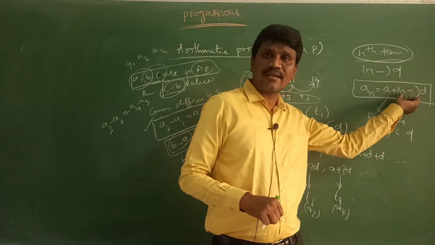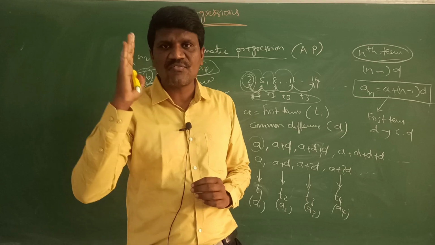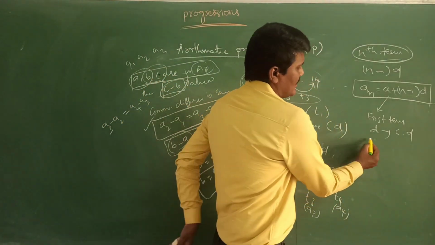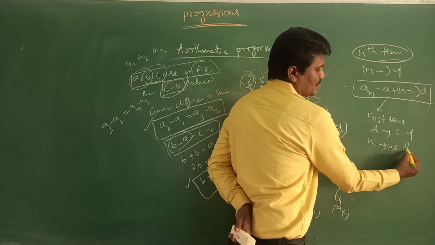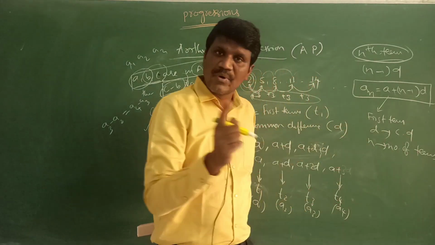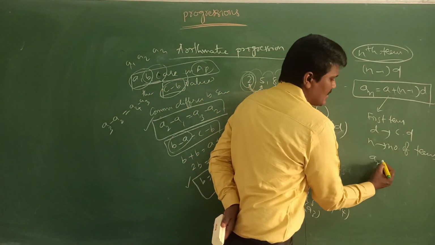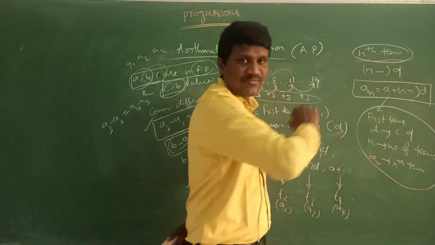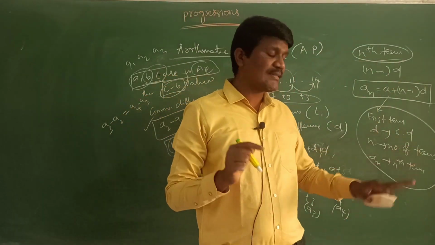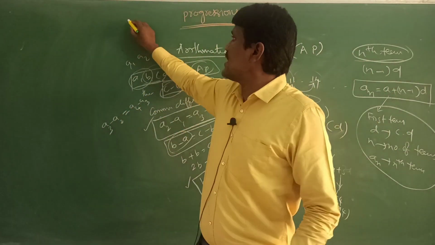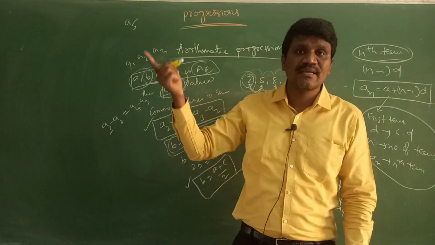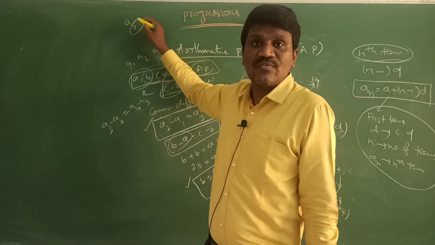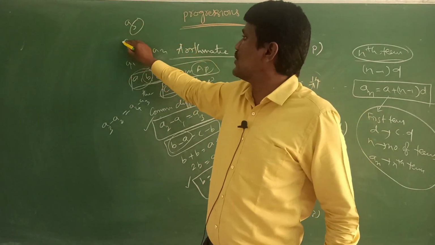What is n here? N is nothing but number of terms. So students remember here, n is number of terms and an is nth term. So remember students, these 4 are important ones. Suppose A5 if I written, what does it mean? That is the 5th term. So how many terms are there? 5 terms are there. Which term is it? 5th term.